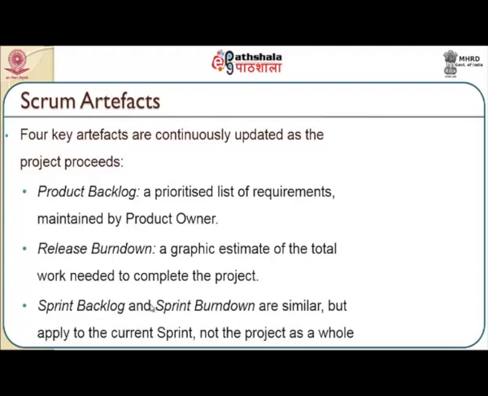One is the product backlog, where we set priorities for the list of requirements maintained by the product owner. Release burn down, which is a graphical estimate of total work needed to be completed in the due course of the project. Sprint backlog and sprint burn down, which are similar but applied to the current sprint, which is happening between say 15 days to a maximum of 1 month.